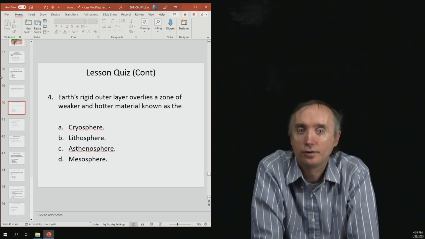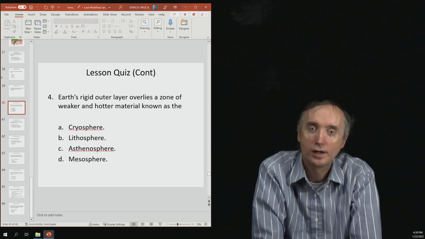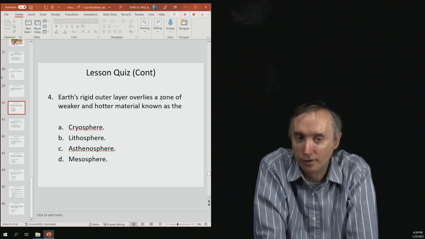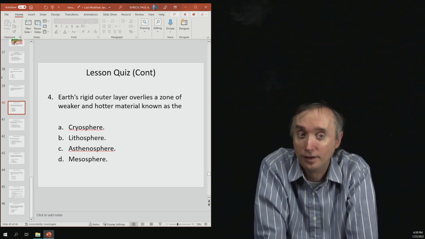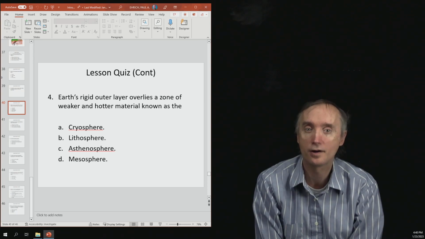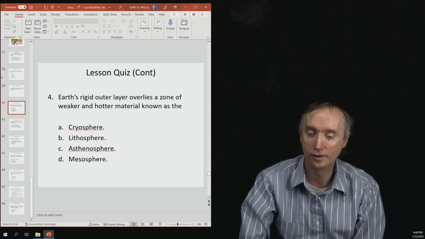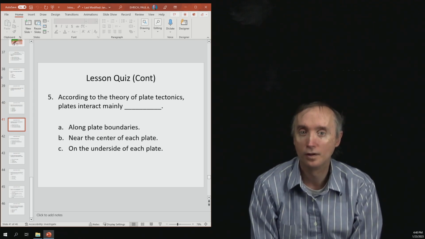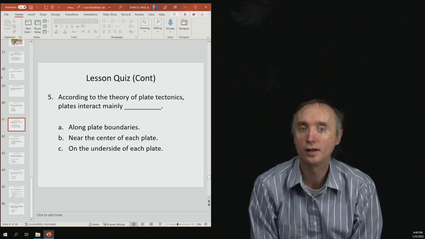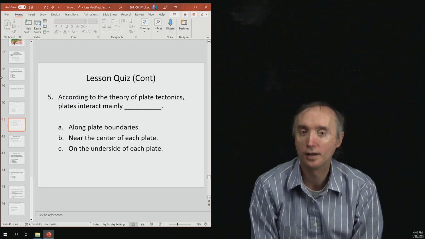Earth's rigid outer layer overlies a zone of weaker and hotter material known as the what? When I say Earth's rigid outer layer, I'm talking about the lithosphere. So the lithosphere overlies a zone of weaker and hotter material known as the asthenosphere. The asthenosphere is the slippery layer on which the lithosphere slides. According to the theory of plate tectonics, the plates interact mainly where? At the plate boundaries.